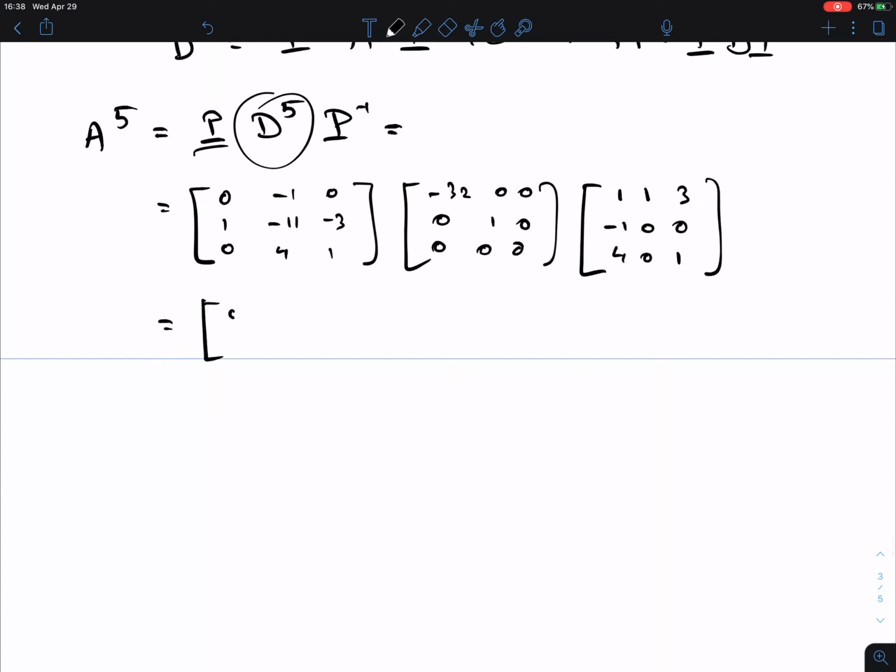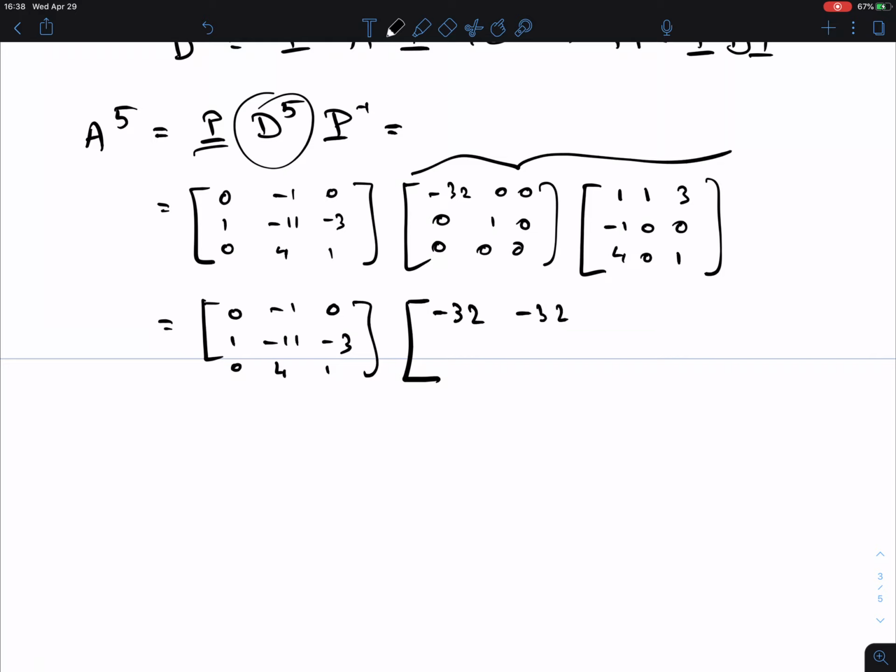I'm going to multiply these two first. So 0 minus 1, 0, 1 minus 11, minus 3, 0, 4, 1. Okay, so minus 32 plus 0 plus 0, that's minus 32. Minus 32, 0, so minus 32. Minus 32 times 3, that is minus 96, plus 0 plus 0. Okay, that's the first row.